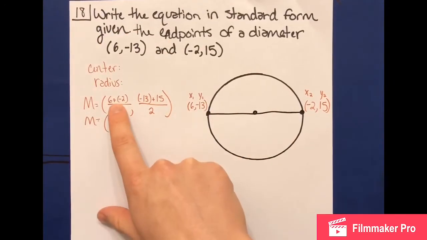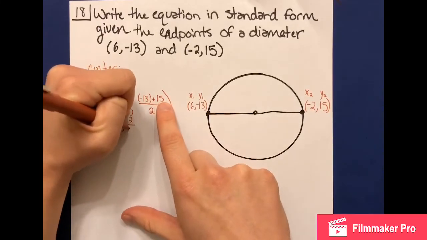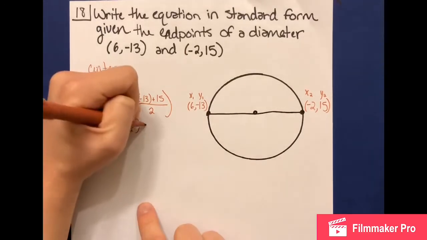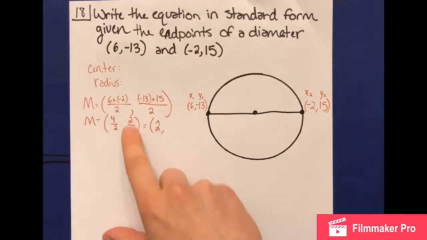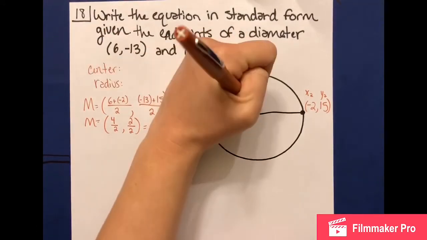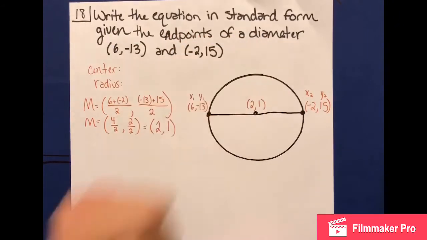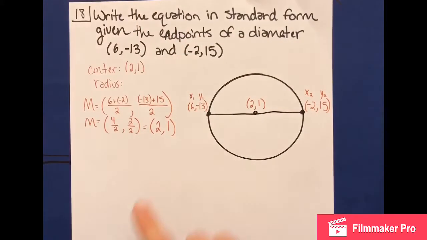Midpoint is equal to, this is going to be 4 divided by 2, and this is going to be 2 divided by 2. Keep going. Midpoint is equal to, that's 2, that's 1. So perfect. I have my center. The midpoint in this case is also going to be your center. So we are halfway there.